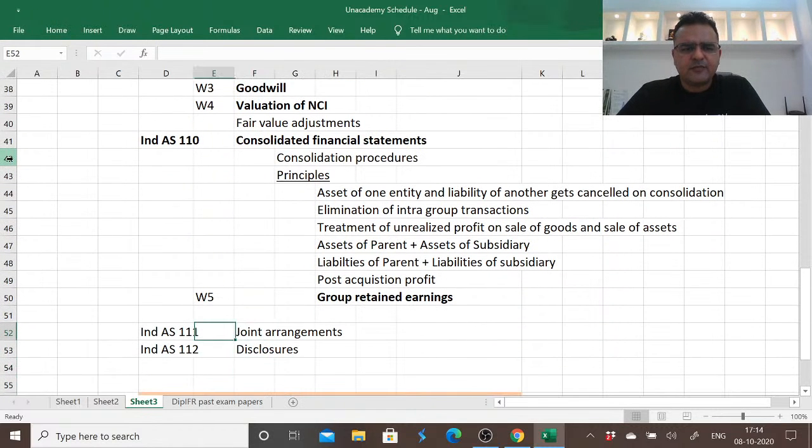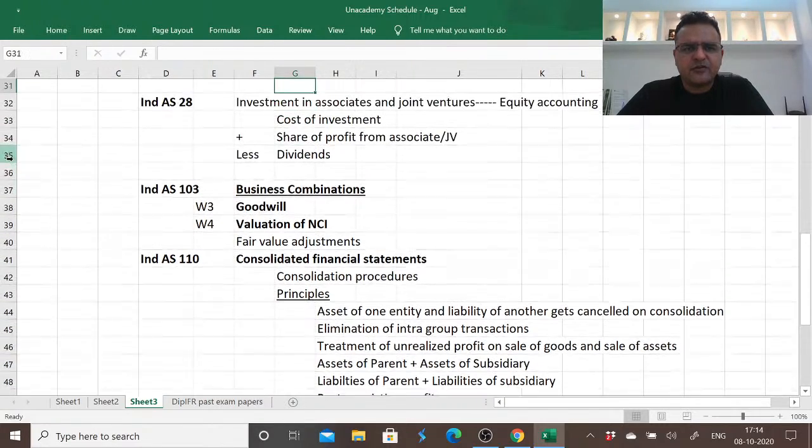Ind AS 111 Joint Arrangements is a standard which guides us to identify joint arrangements, and whether they are joint operations or joint ventures. This guidance helps us identify the difference between operations and ventures, and accordingly we apply the standard relevant for accounting. If it is a venture, Ind AS 28 gets applicable. If it is a joint operation, then Ind AS 110 gets applicable. Ind AS 112 deals with the disclosures relating to consolidation. This takes care of the consolidation standards.